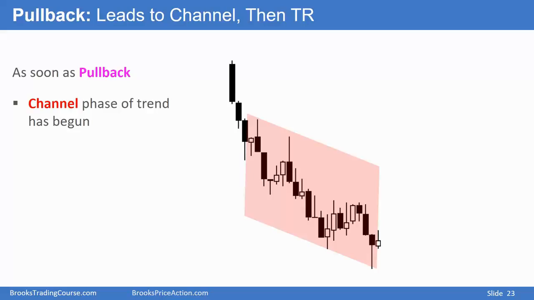Different ways to draw the channel. You can draw it like that. You can draw it tighter and just consider this to be an outlier, and just draw a trend line like that.